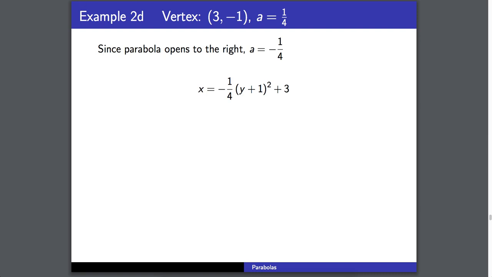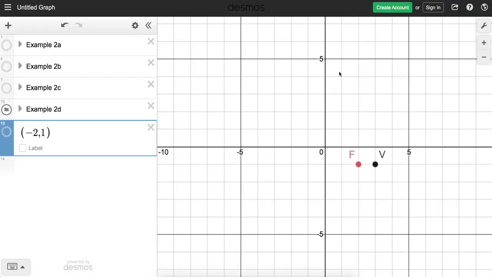So again, if it's opening up or down, a is positive opening up, a is negative opening down. For opening left or right, a is negative opening left, a is positive opening right. So again, we can look at it as x's are negative to the left, that's when a is negative. X's are positive to the right, that's when a would be positive, opening to the right.